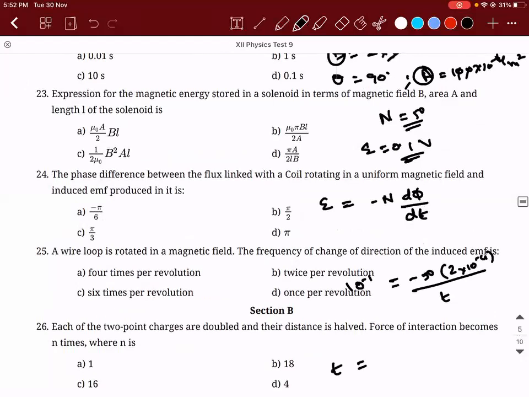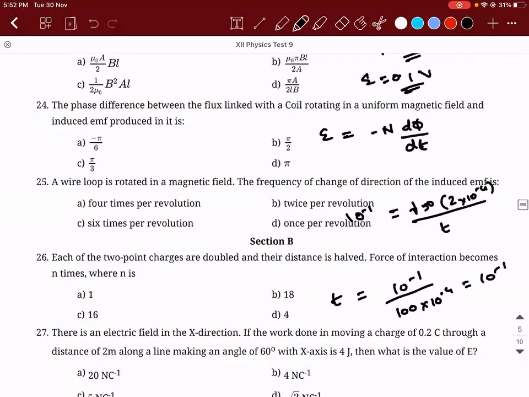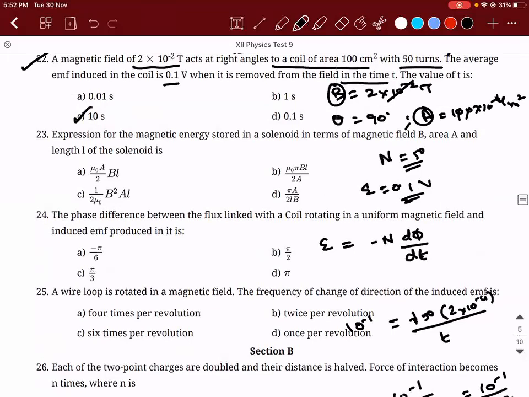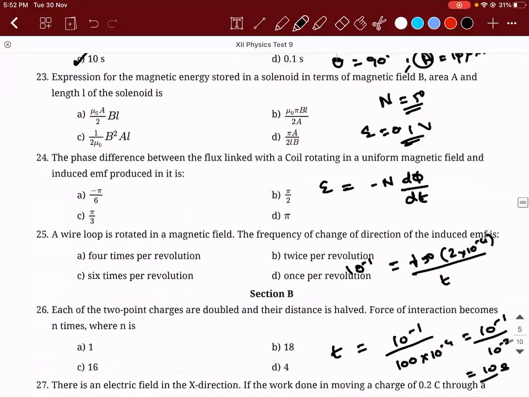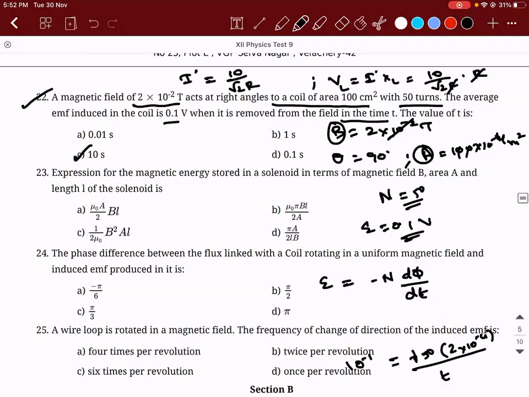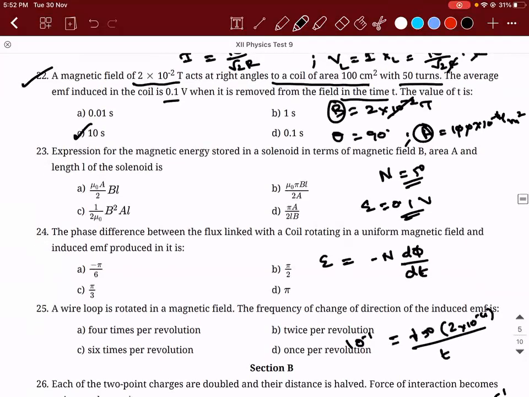I'll make it plus, because time cannot be negative. 10 power minus 1 divided by 100 into 10 power minus 4. So that will be 10 power minus 1 divided by 10 power minus 2, which is 10. 10 seconds is the answer. Is that an option? Yes, 22C is the answer. But the answer given here is D. Did anyone get D? The answer I'm getting is 10 seconds.